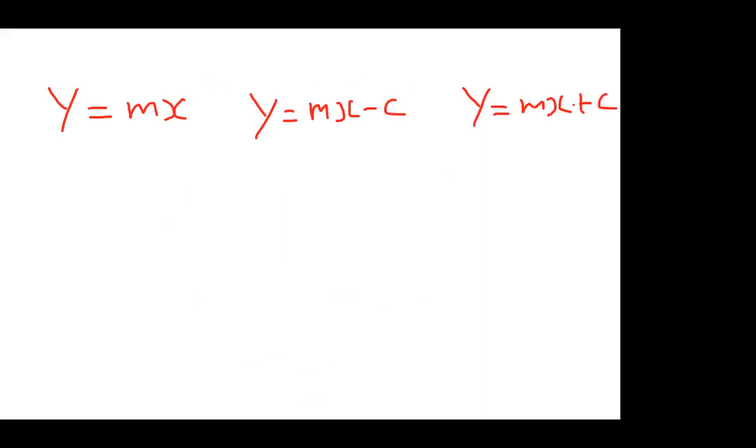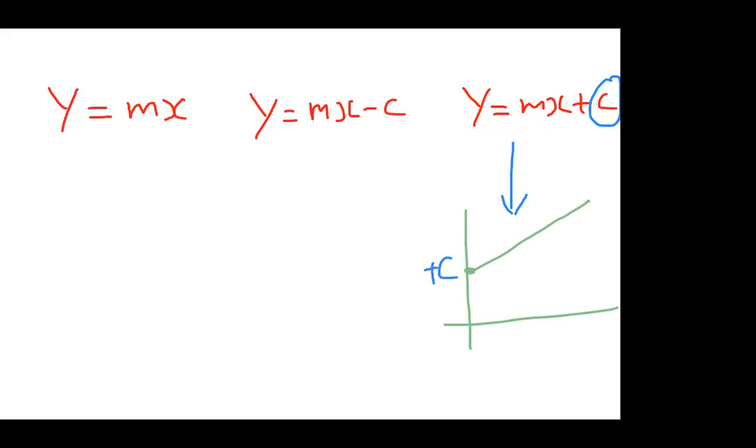Suppose we take equations like y equal to mx, or y equal to mx minus c, and y equal to mx plus c. So y equal to mx plus c means c is the y-intercept. It is positive. That means we have to draw the graph touching a point on the y-axis. The point where it touches the y-axis is called the y-intercept. It is a plus c.